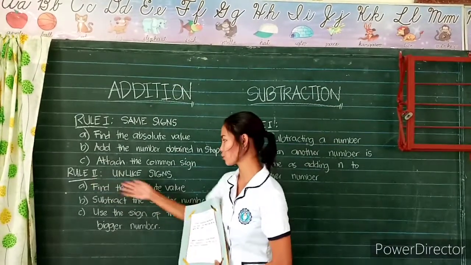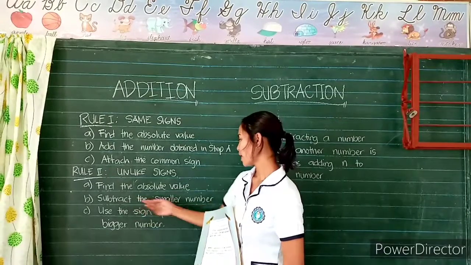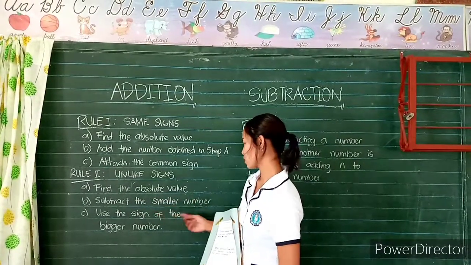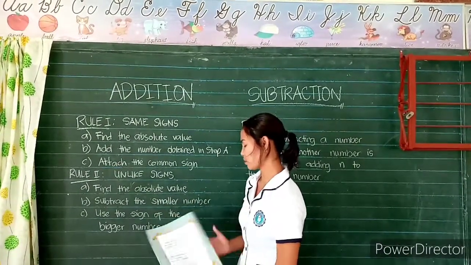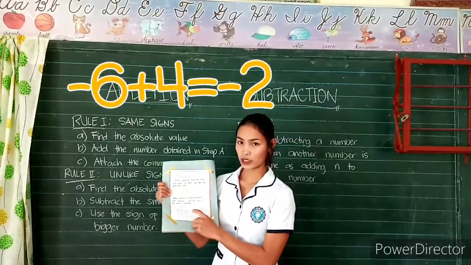So for the second rule, these are for the unlike signs. Find the absolute value, subtract the smaller number, and use the sign of the bigger number. So for example, negative 6 plus 4 is equal to negative 2.